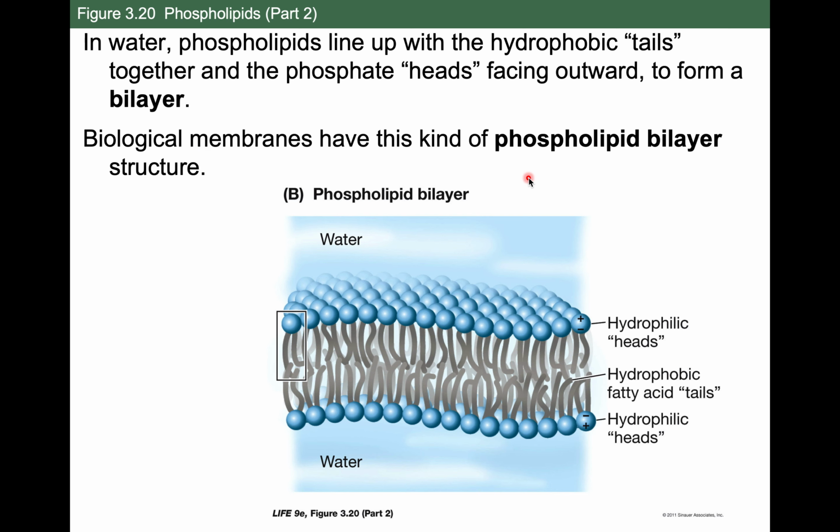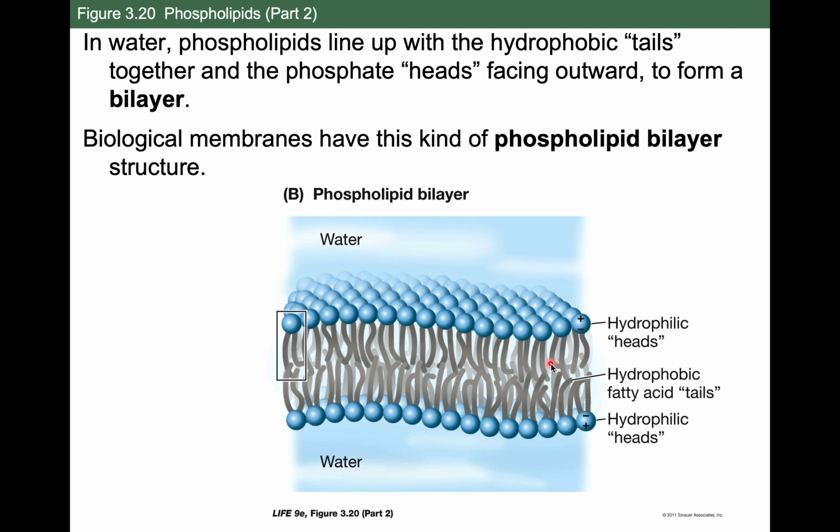Okay, so the consequence of this is now if we put a bunch of these phospholipids into an aqueous environment, which our bodies are, they will spontaneously form what's called this phospholipid bilayer. And this forms because those hydrophobic fatty acid tails are facing each other trying to get away from the water, and the hydrophilic head domains are very happy to sit there in contact with the water.